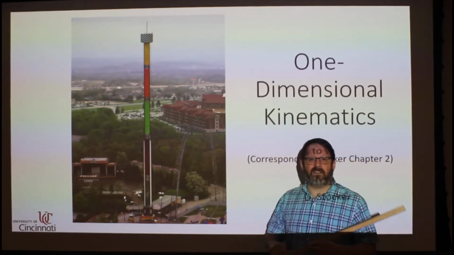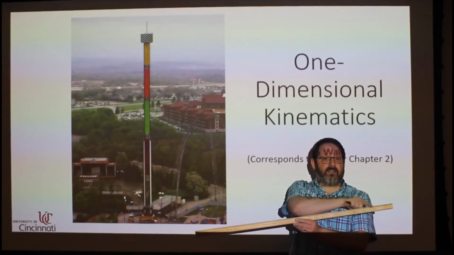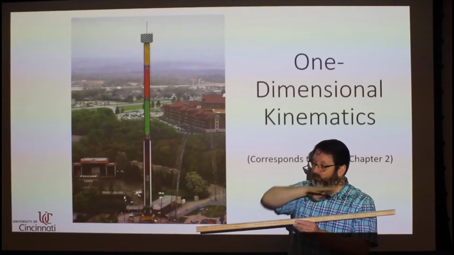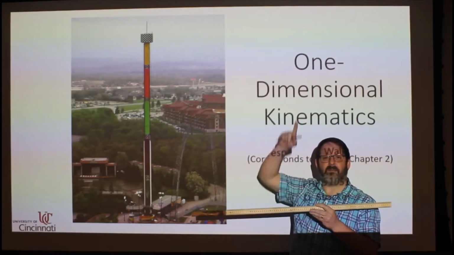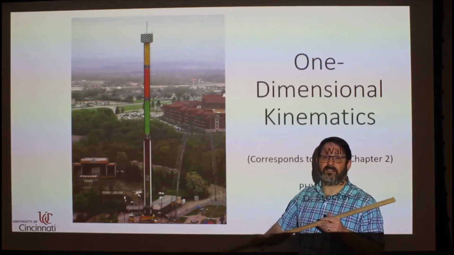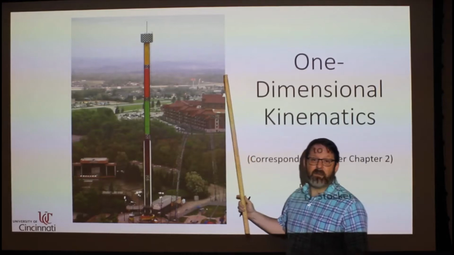One dimension means we live in a three-dimensional world, but we're only going to think about things happening in one direction. So if we're doing a horizontal problem, we only care about this direction. I don't care what's happening up and down or any other direction. If I'm doing a vertical question, I only care about what's happening vertically.